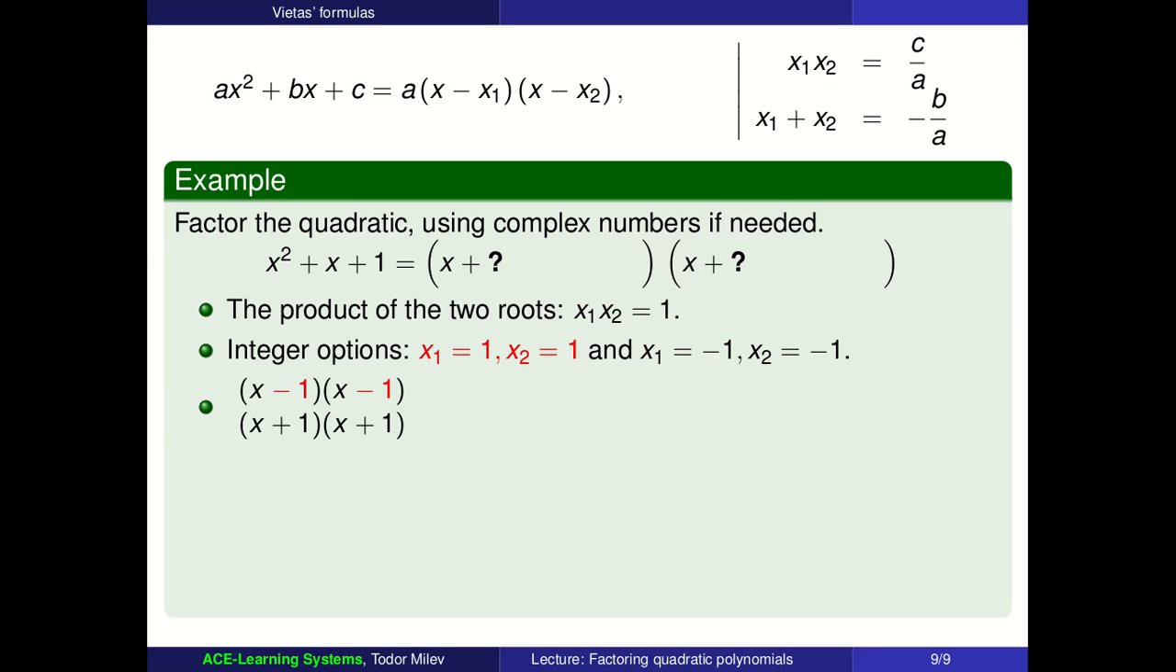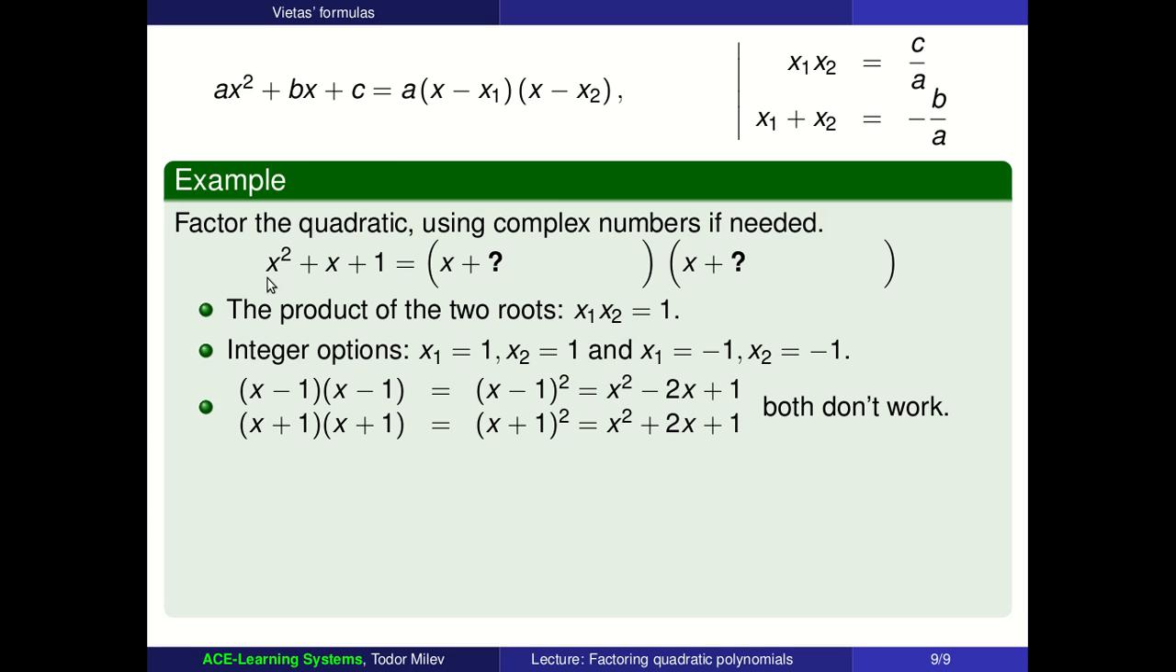Okay, so we either have the factorization x minus 1 times x minus 1, or the factorization x plus 1 times x plus 1. Both of these don't work. The first one is a perfect square, x squared minus 2x plus 1, and that's not x squared plus x plus 1. And the second one is x squared plus 2x plus 1, which is again not equal to x squared plus x plus 1. So this expression here is equal neither to this guy nor to that guy. Okay, so both of these factorizations don't work.